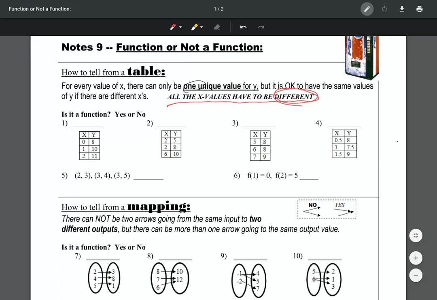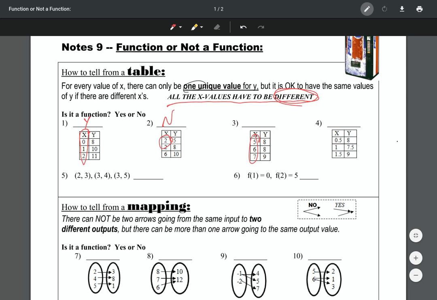So on number 1, is this a function? Yes or no? Again, only look at your x column. It doesn't matter. Your y's could all be the same. It doesn't matter. The x's have to be different. So yes, this is a function. Here, our 2's repeat. So this is not a function.